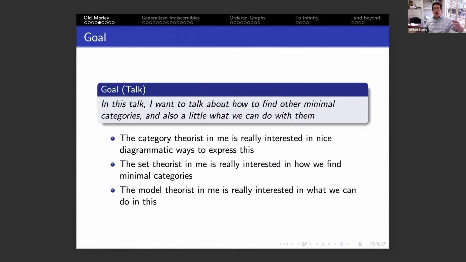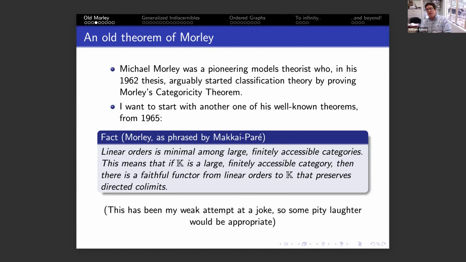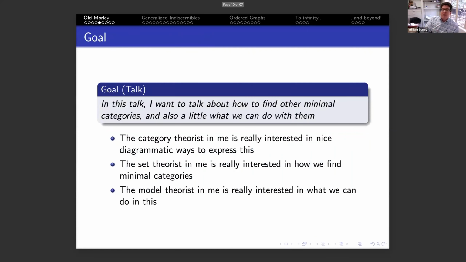Okay, so the goal of this talk is, right, so Morley, as interpreted by Mackay and Perret, tell us that the class of linear orders is minimal amongst large finitely accessible categories. And I'm really interested in finding others of these minimal categories. And also I'm really interested in what you can do with them, but that's not really the focus of this talk. And this is my justification for why this is a project that really interests me.